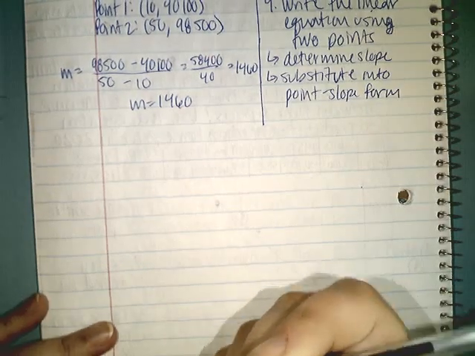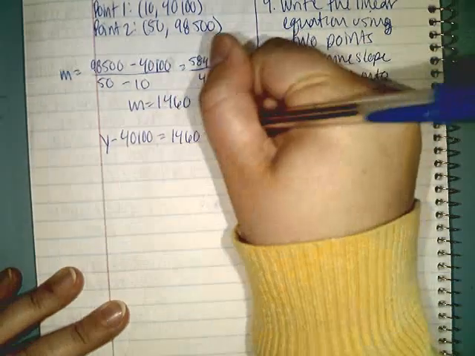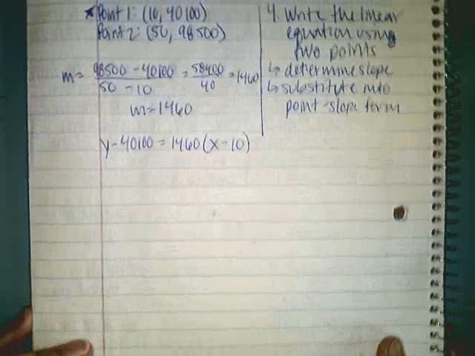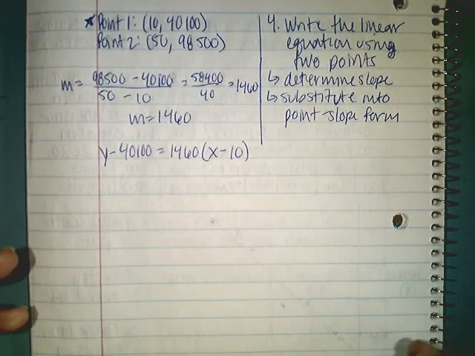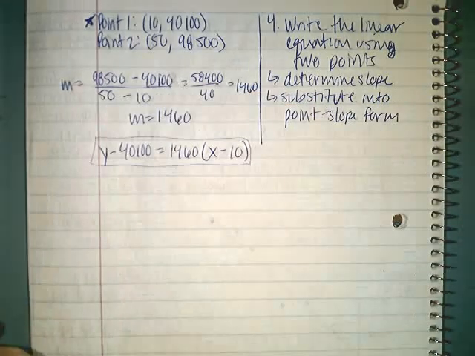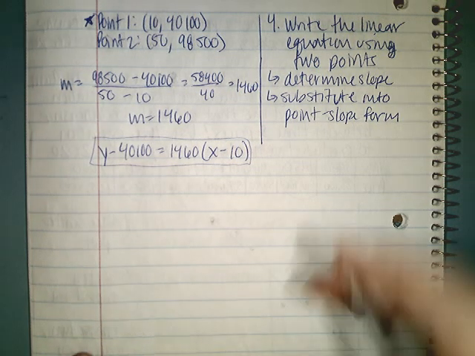And then I can use point slope form. I can choose either of these 2 points. In this example, I'm just going to go with the first one. So I'm going to say y minus 40,100 is equal to 1,460 times x minus 10. So again, I chose point 1 here to plug into point slope form, and I have my equation of my line. So now I have a linear equation. If you want to rewrite that in slope intercept form, you can do that. But the last thing that the problem asked me to do was determine or predict the price in 2020.